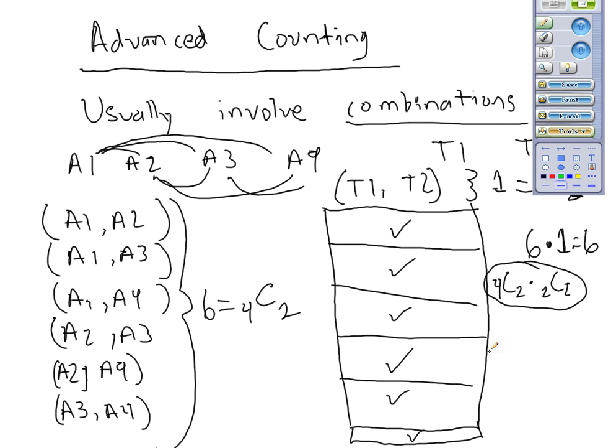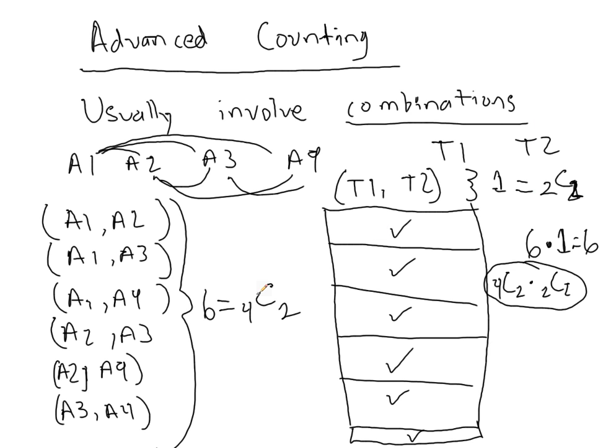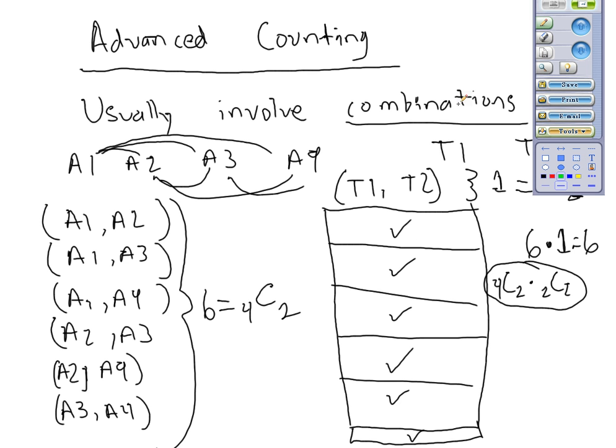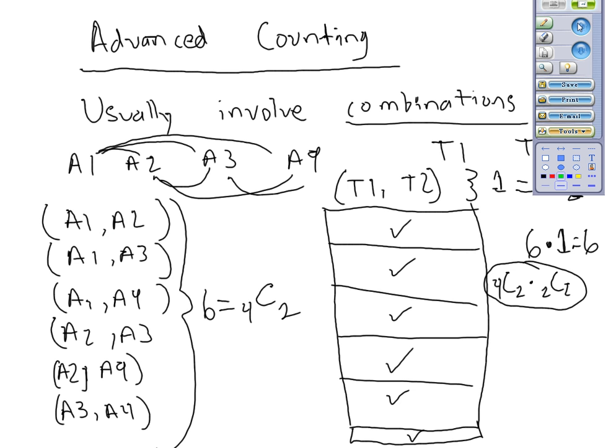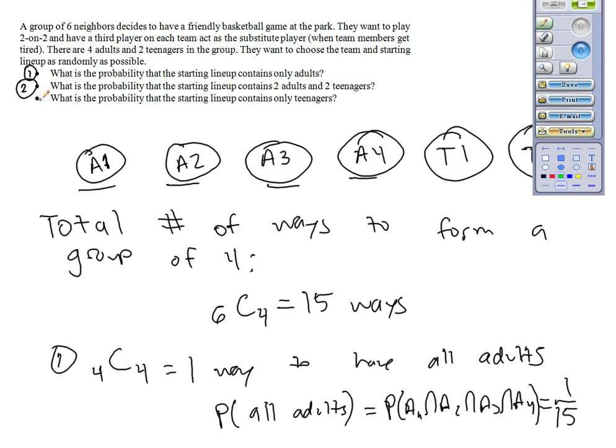Now, obviously, you don't want to have to draw diagrams like this every time, because if there were more adults and more teens, this might be a harder table to draw out. We're just trying to illustrate what multiplying combinations is actually doing. You're looking at all the pairs against all the pairs, and you're counting the number of ways those could happen.